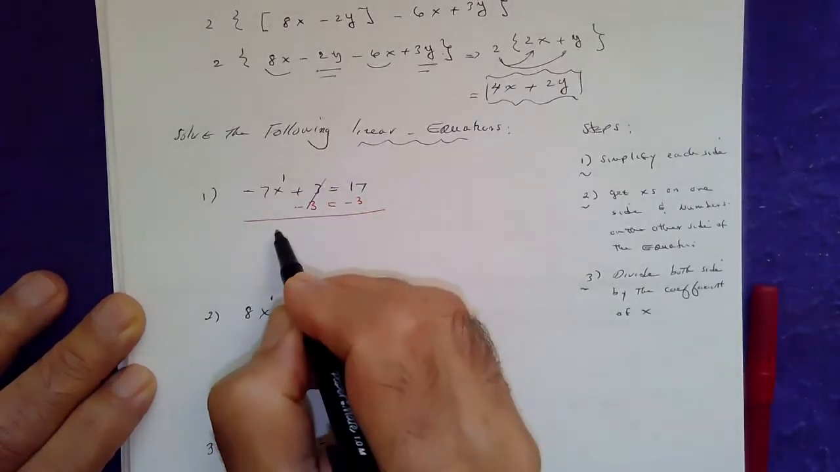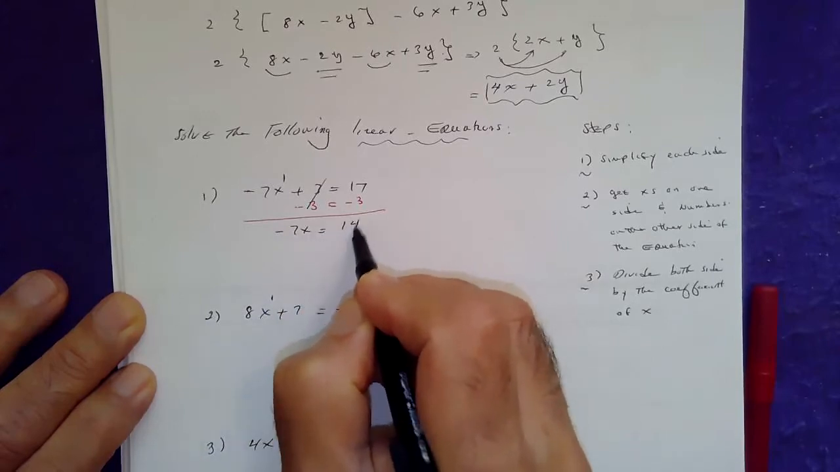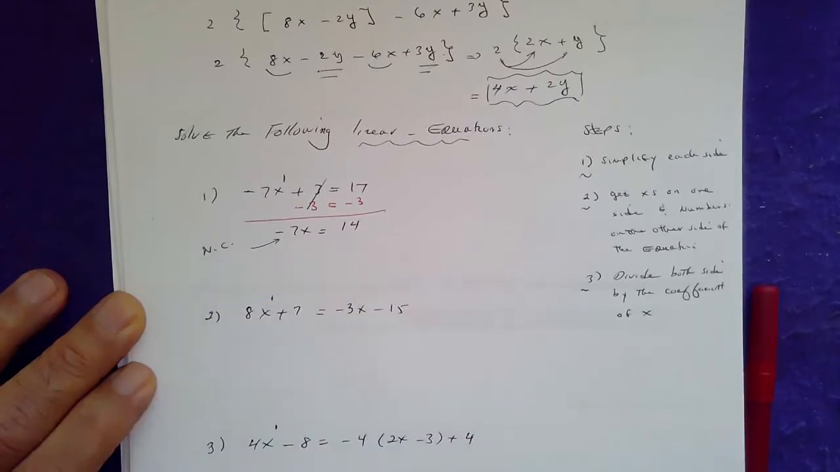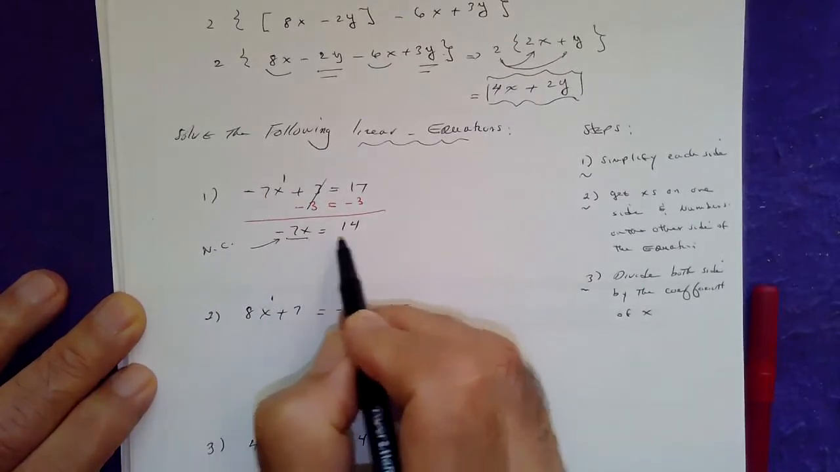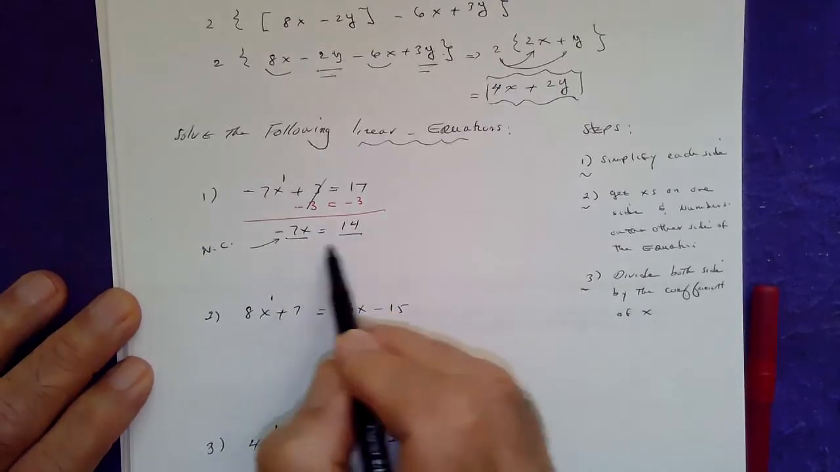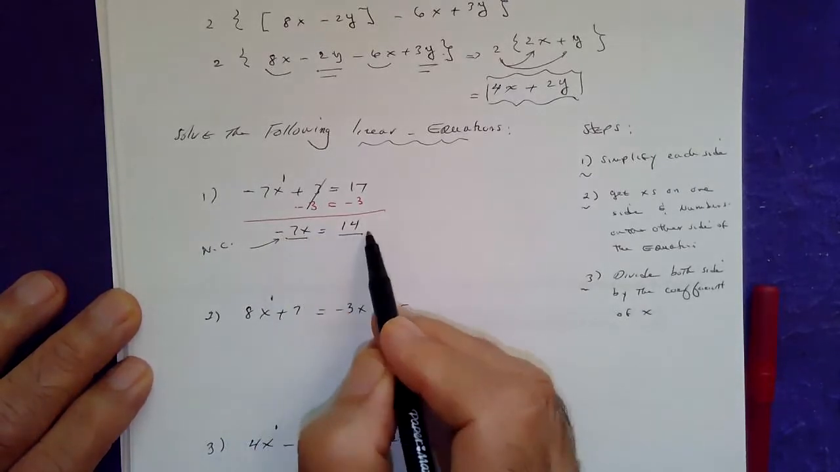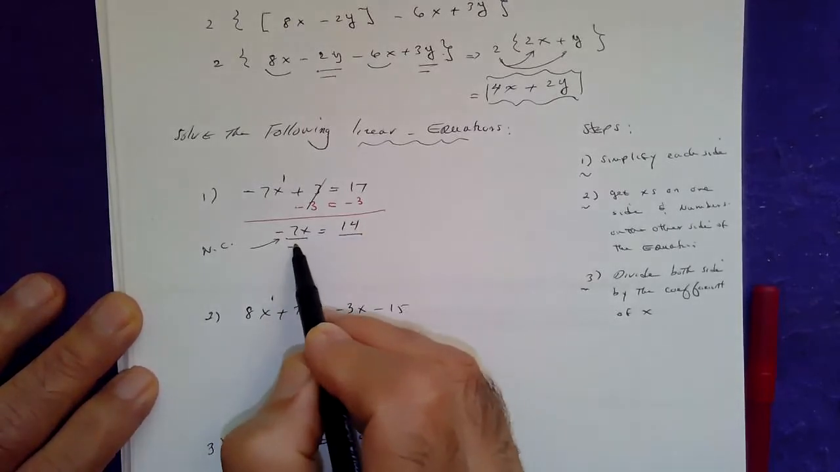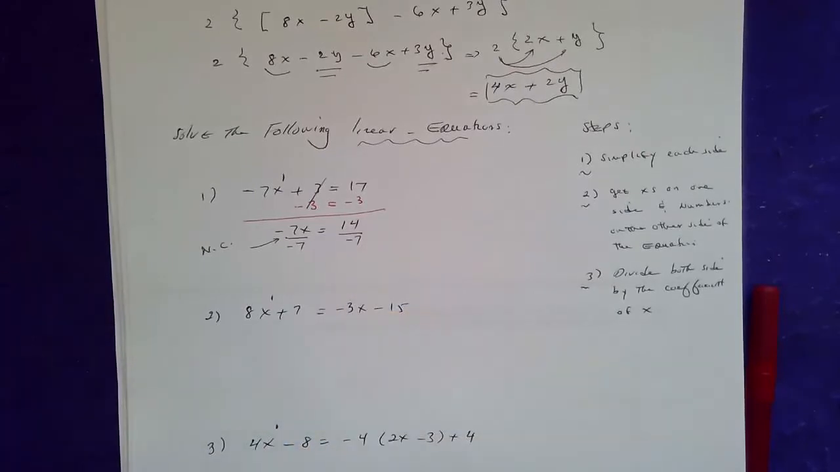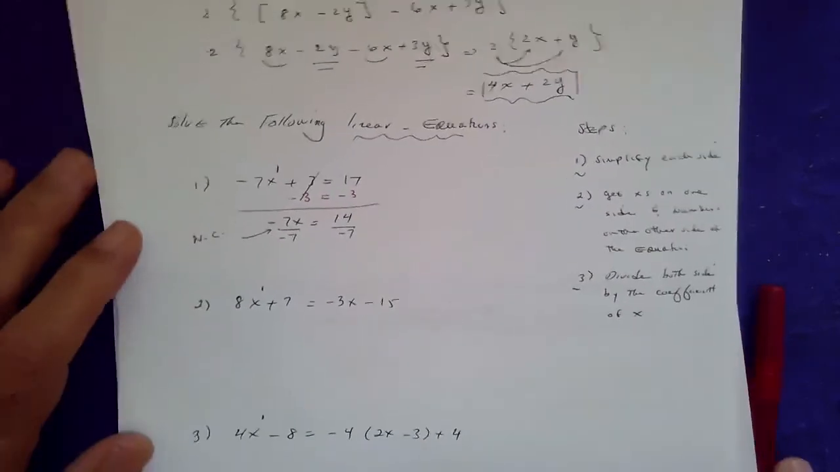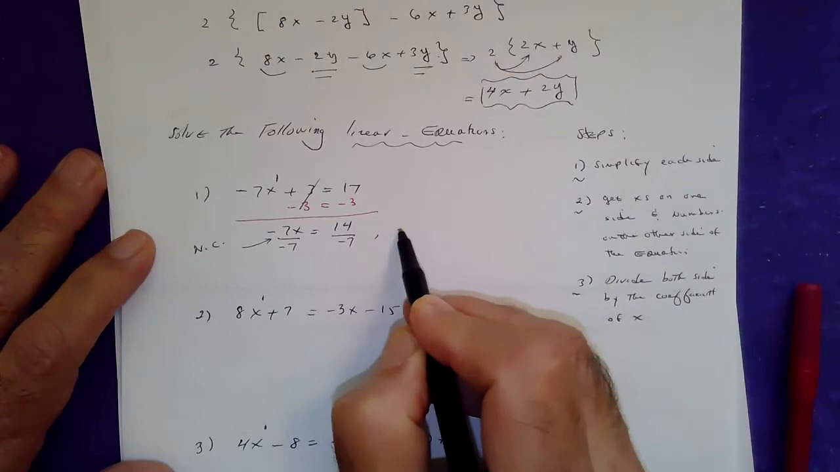Why? We always apply the opposite operation of what we see. Since positive 3 has been added to negative 7x, so to get rid of it, we subtract. So these guys add up to 0, negative 7x, that's 14. This is called numerical coefficient. So we divide both sides by numerical coefficient. In the land of mathematics, division is shown by fraction line. So when you say divide both sides by negative 7, that means put a fraction line and make sure the denominators are negative 7. So that's what they mean by divide both sides by numerical coefficient of x, which is negative 7.